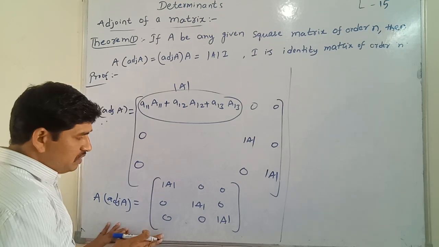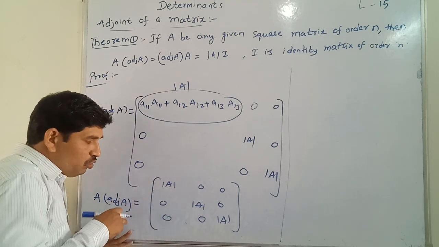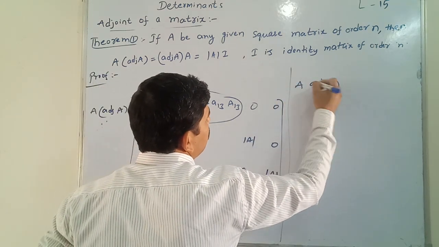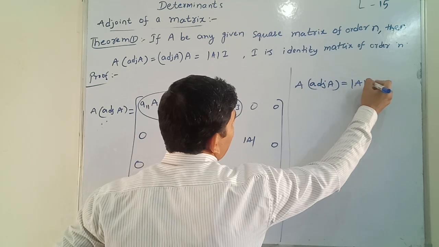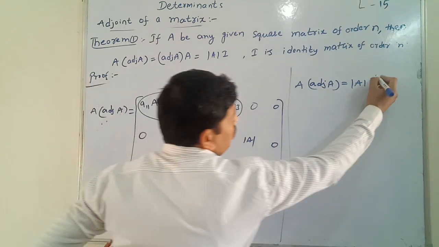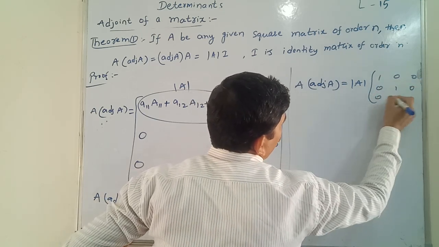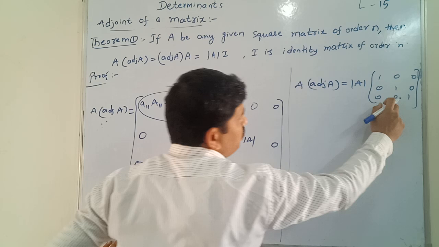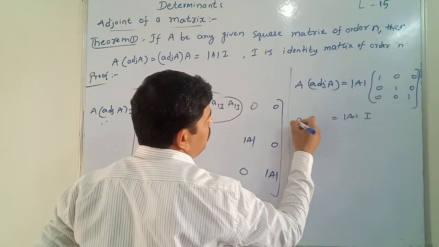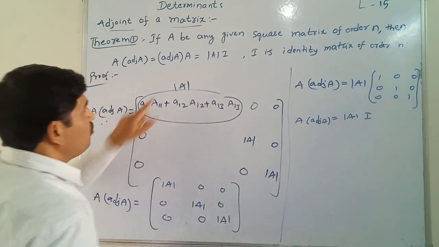See, so we got this matrix now. This is the matrix, not the determinant. We are taking det A outside. So A into adjoint A is equal to det A into the matrix 1 0 0, 0 1 0, 0 0 1. Yes or no? All of you know this matrix. So det A into I, the unit matrix. A into adjoint A is equal to determinant of A into I.